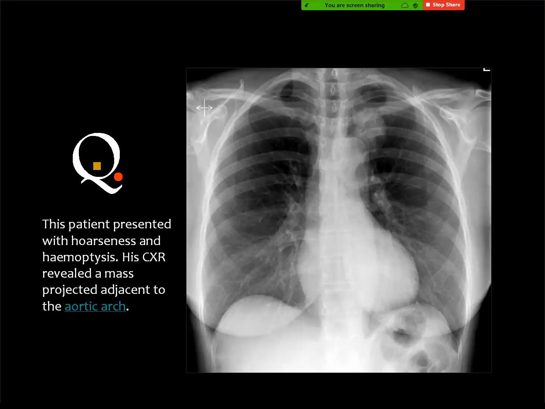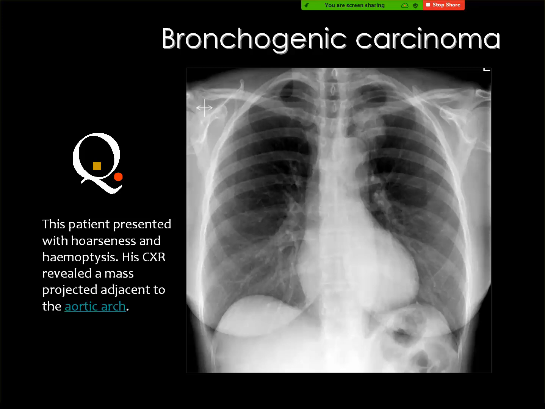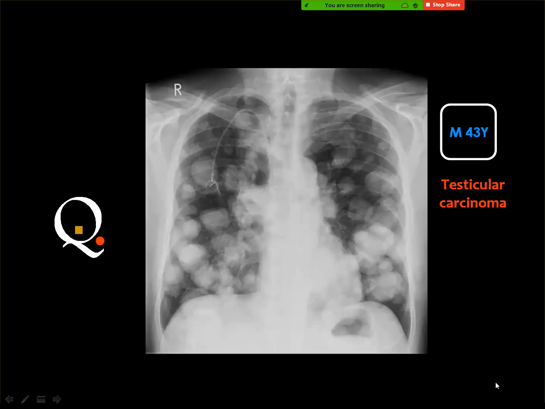Medial left upper lobe. Yes. Left upper lobe. Bronchogenic carcinoma. Yes. In any adult, if you see a mass like this, 3 centimeters or more, you should not go for any diagnosis other than cancer until proved otherwise.